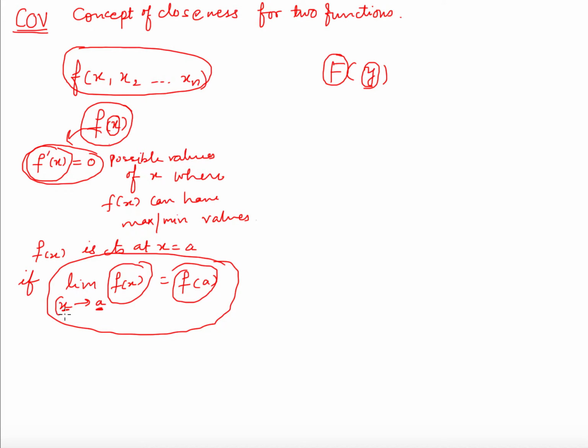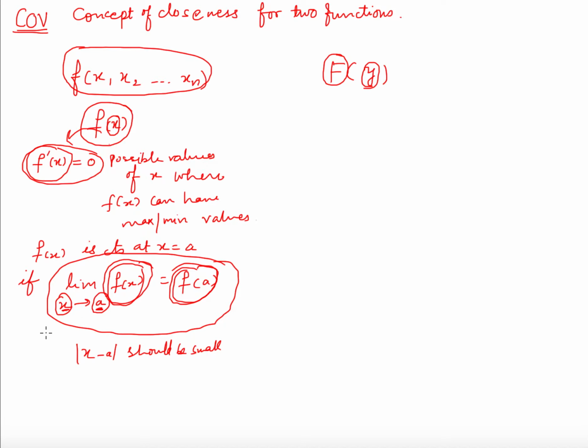Now here x is a number, a is a number, and you know what is meant by closeness of two numbers. Similarly f of x is a number and f of a is a number, so again you know the meaning of closeness of two numbers. For a function of one variable, x is close to a means that the distance |x minus a| should be small.